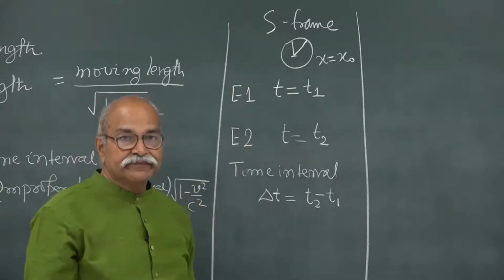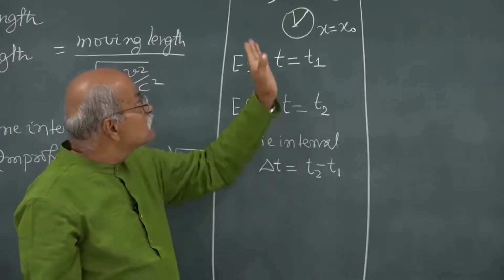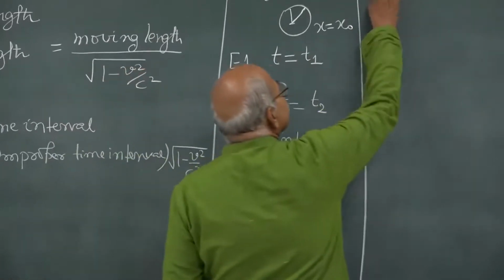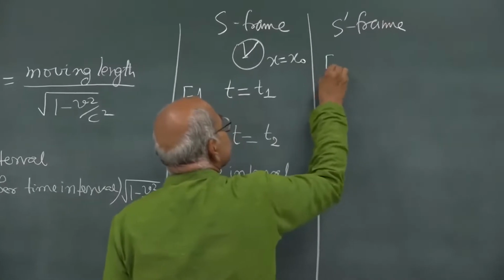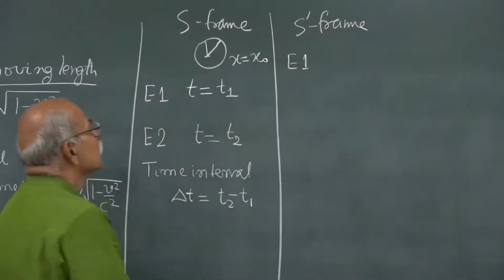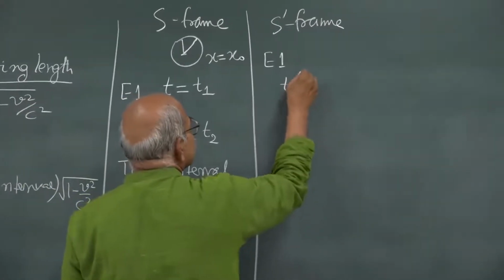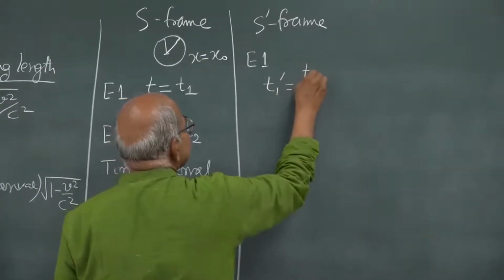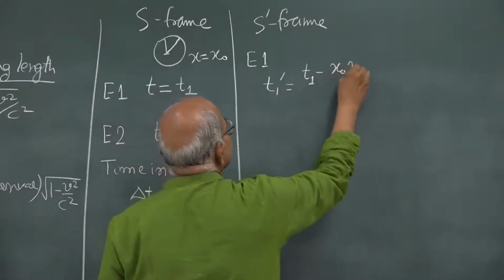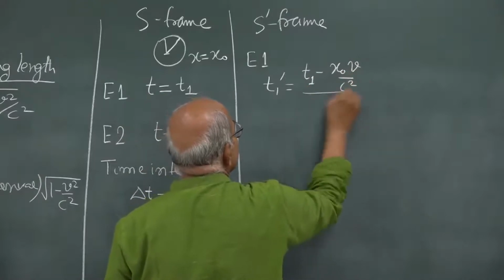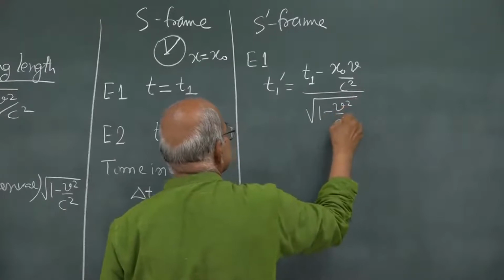Now, suppose I look at these events from some other frame, S prime frame. Then this event will take place at t1 prime, that will be t1 minus x naught v by c square, divided by square root 1 minus v square by c square.